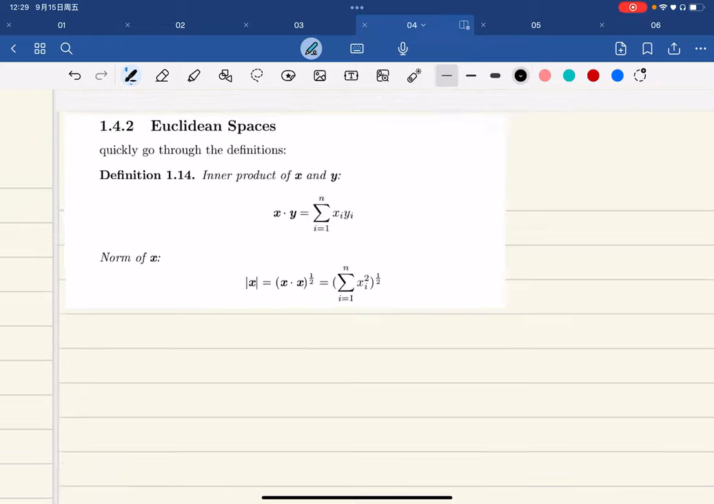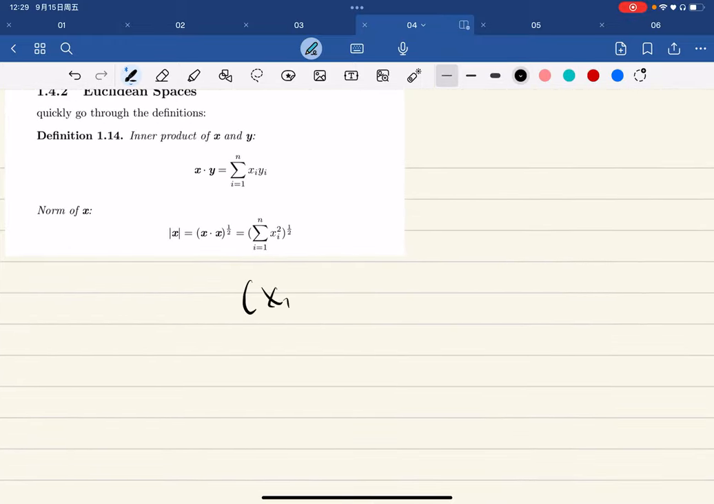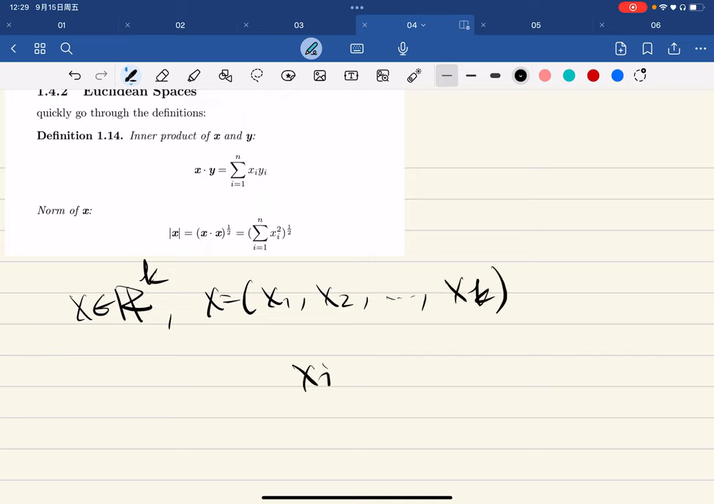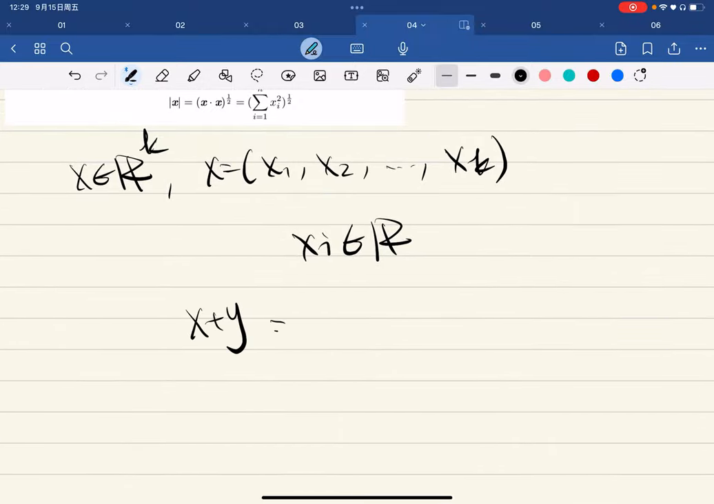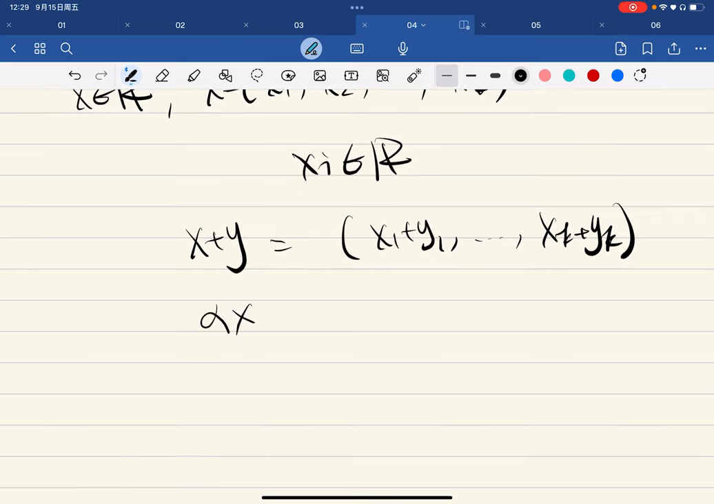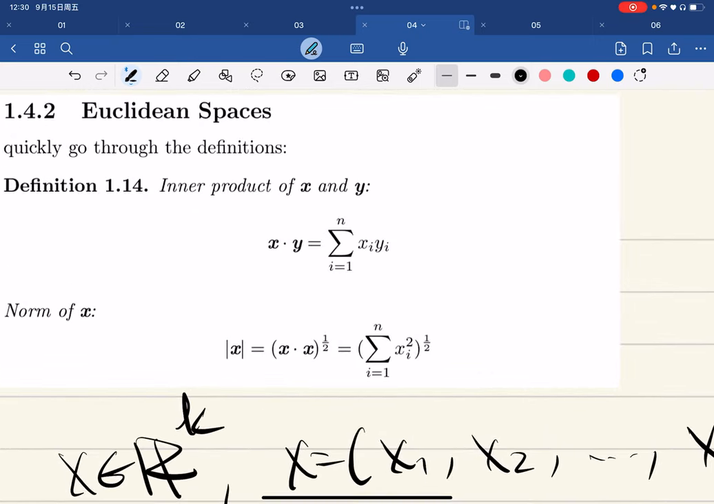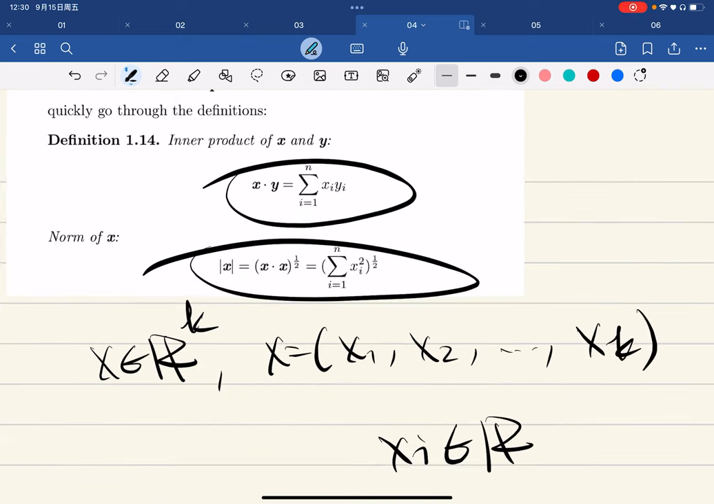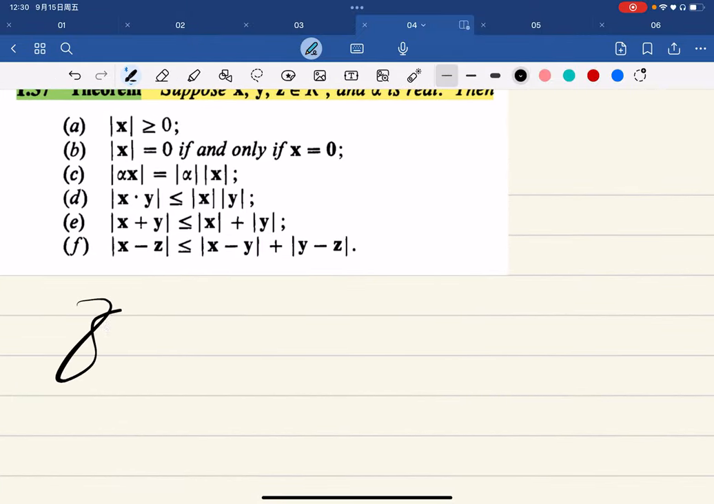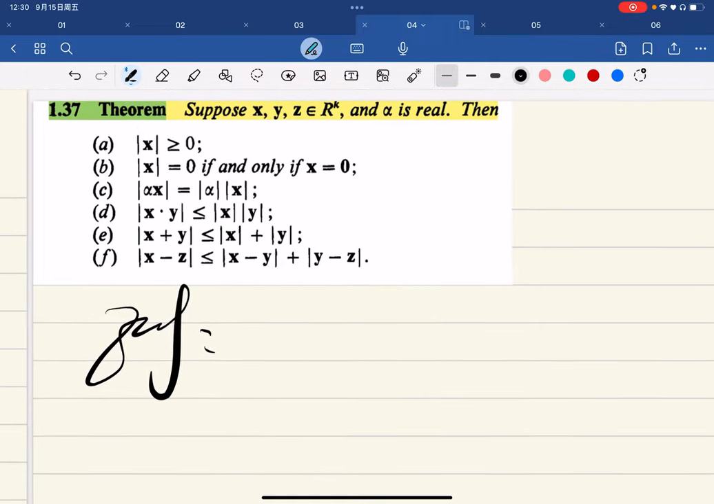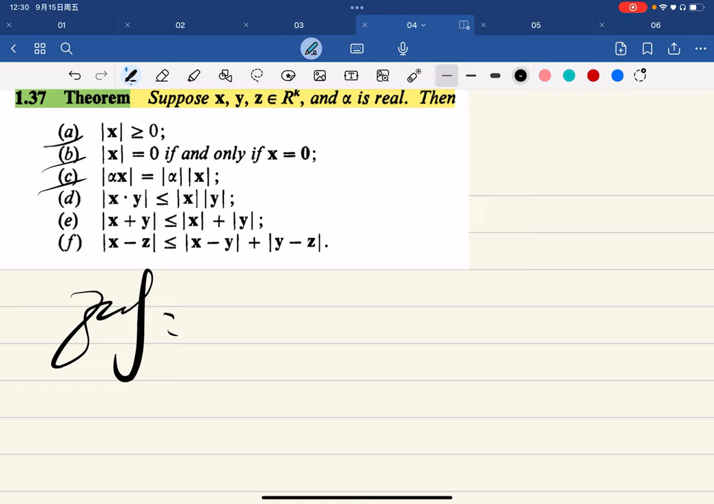Now I'm going to quickly introduce Euclidean space. The elements are n-tuples, right? For elements x and y of R^n, we define x plus y as this. Like this, right? It's simple. And we define the inner product by this, and the norm by this. Now we're going to prove the properties of the norms. A, B, C are just straightforward, you just do them. But for D, it's worth mentioning.